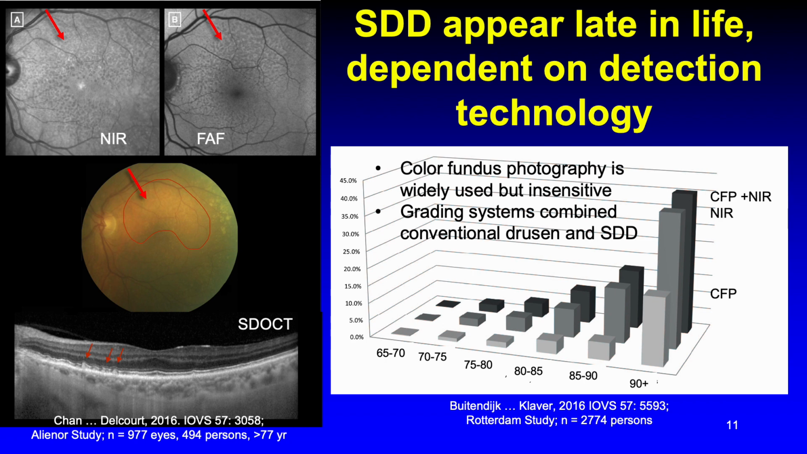So color fundus photography is widely used, but it's relatively insensitive. And the grading systems thus combined drusen and SDD, adding noise to the risk estimates for both. Now we will look at some of the studies that establish the separate identity of this deposit.